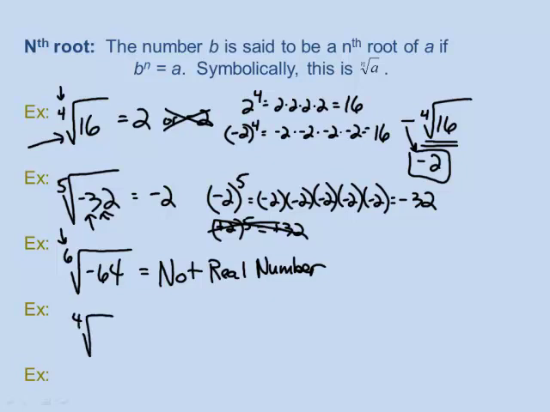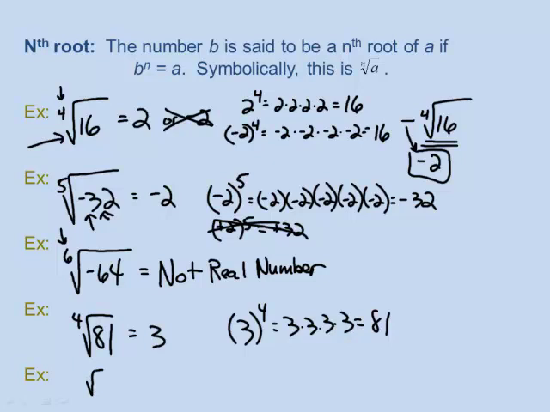Let's look at the 4th root then of 81. Is there a number which when raised to the 4th power, or multiplied by itself 4 times, gives you 81? And the answer is yes. The answer is 3, because 3 raised to the 4th power, or 3 times 3 times 3 times 3, is a positive 81.